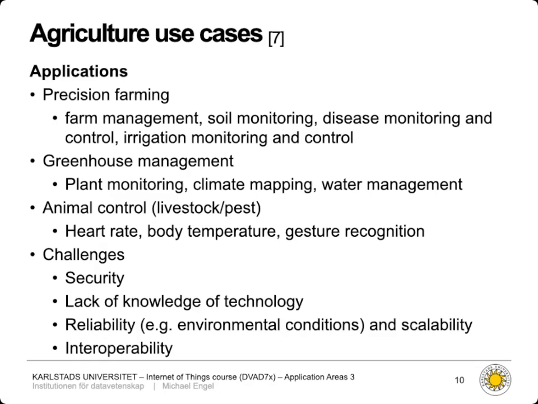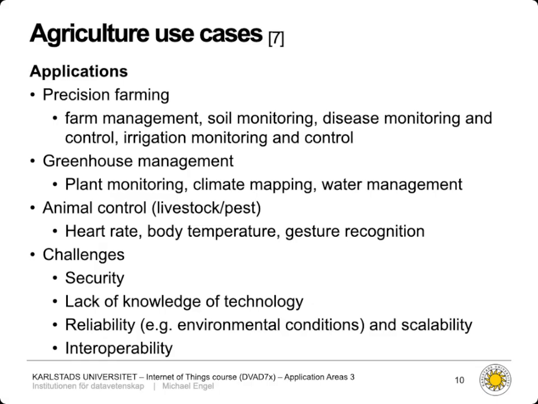So this should happen outside, but you can also have, of course, inside management of greenhouses where you grow plants and you want to monitor the plants. You want to enable climate mapping, maybe have sections of your greenhouse with different climates for growing different sorts of plants. And of course, you want water management.